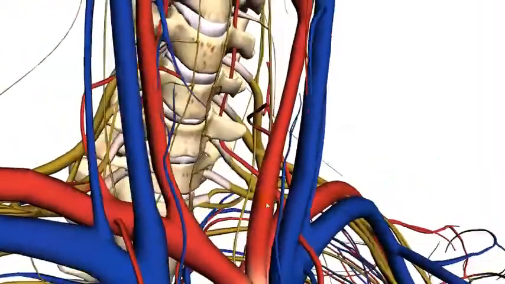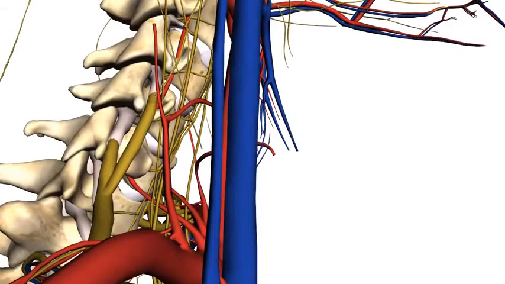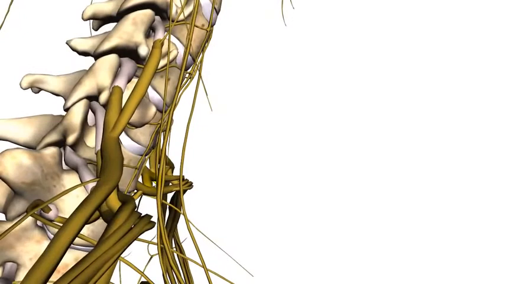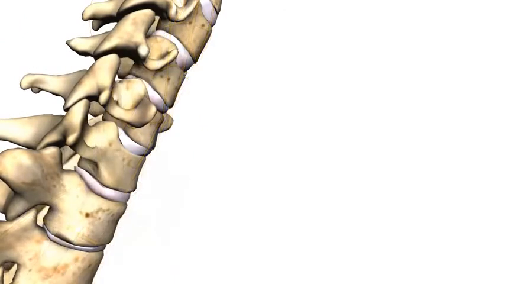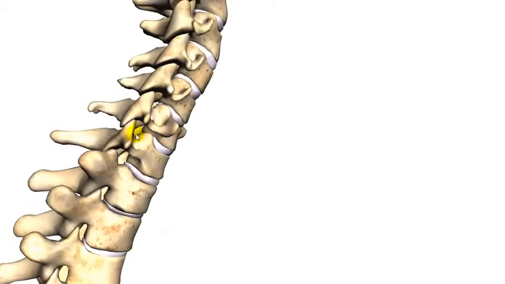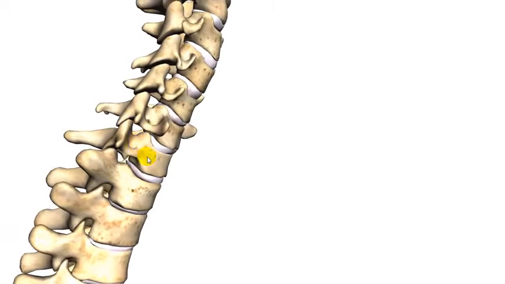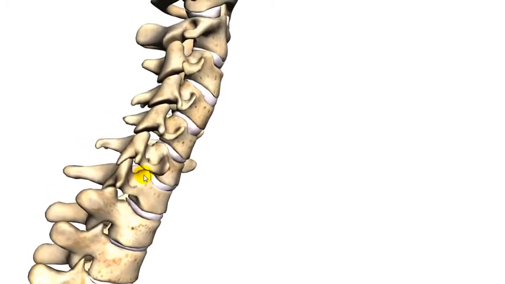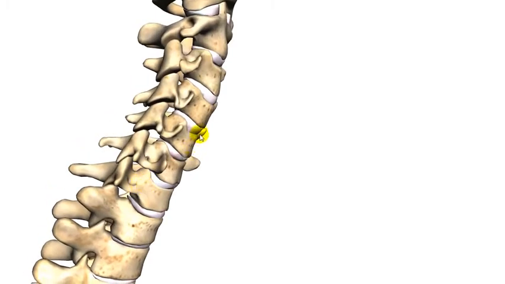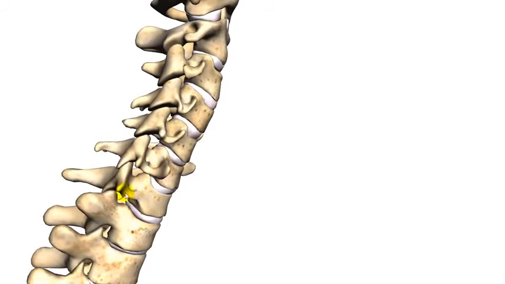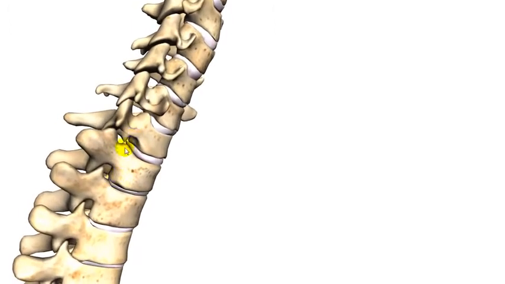I'll get rid of the vessels now. Another important thing is the intervertebral foramen. These are these little holes. Whenever you hear the word foramen, it just means a hole which allows structures to pass through. So you've got the vertebral foramen, a big hole in the middle of the neural arch, the transverse foramen, a hole in the middle of the transverse processes, and this intervertebral foramen, which is a little hole between the articulating vertebrae. And this is where the spinal nerves emerge from.